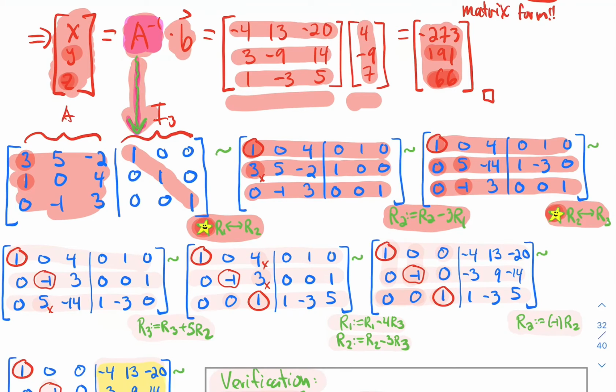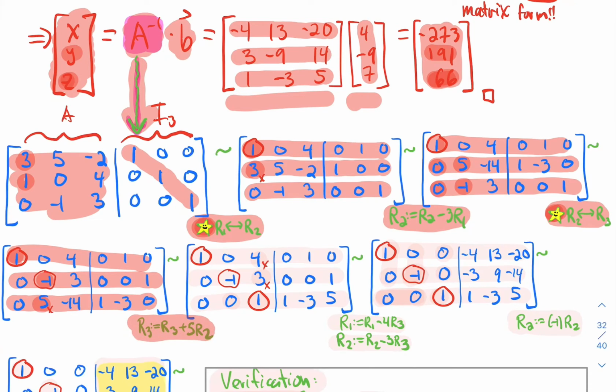Anyways, so let's swap row 2 and row 3. Row 2 goes down to row 3, row 3 goes up to row 2. Row 1 was unchanged. Now I have a minus 1 to work with. To destroy the 5, you could multiply by minus 1 and then eliminate. Here I decided to do the elimination first.